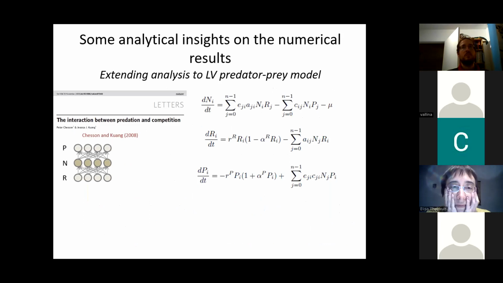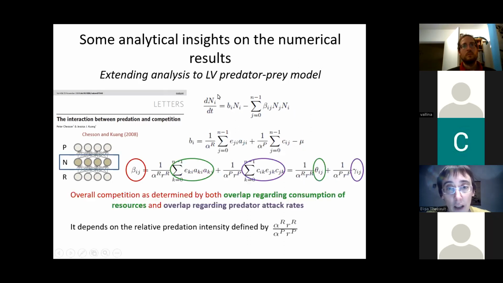So in fact, to try to understand what happens in the context of a predator-prey model, we used the model developed by Chesson and Kwong of a three trophic level model, where you have a species N, which I will call prey here, that compete for resources and are predated upon by predators. And this model is interesting because, in fact, it can be approximated by a Lotka-Volterra competition model when resources and predators have fast dynamics compared to the species N here.